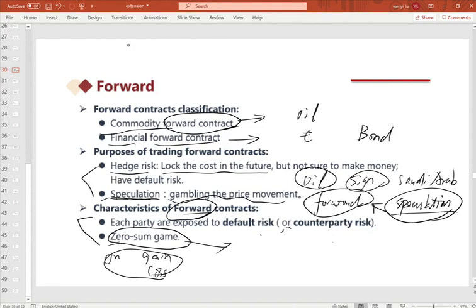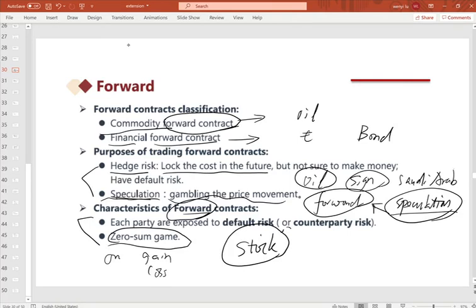So it is a zero-sum game. That's the difference between the forward and other financial products. For example, the stock. Stock is not a pure zero-sum game. Even though we know there are bid and ask prices, when investors sell and buy the stock, someone will take the gain and someone will take a loss.